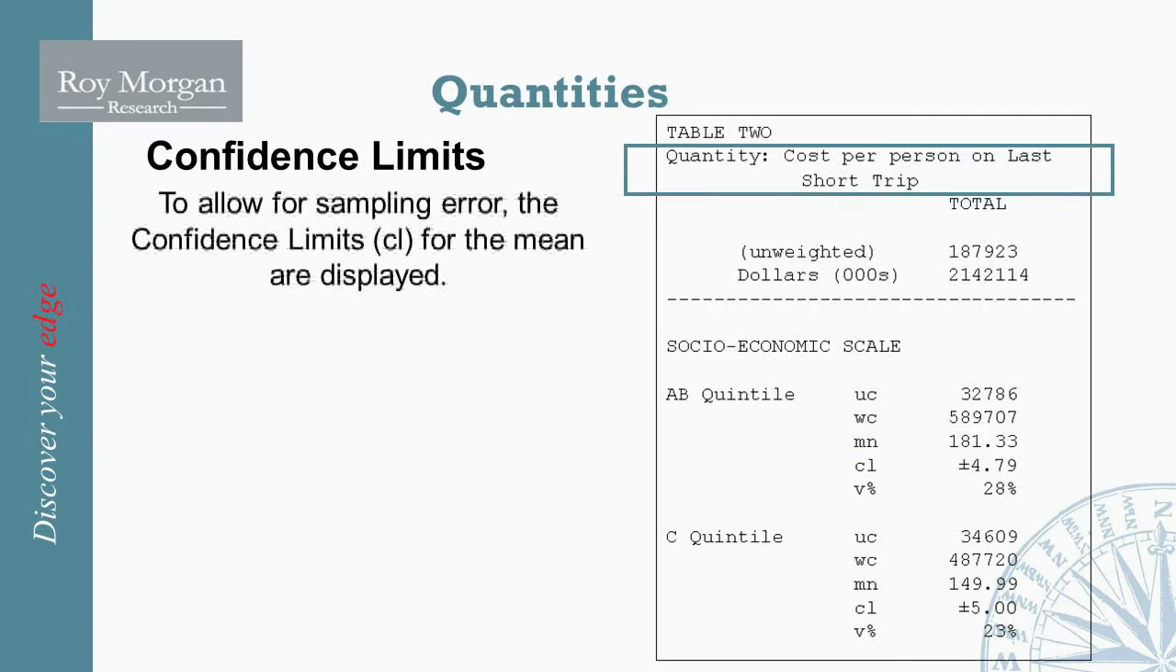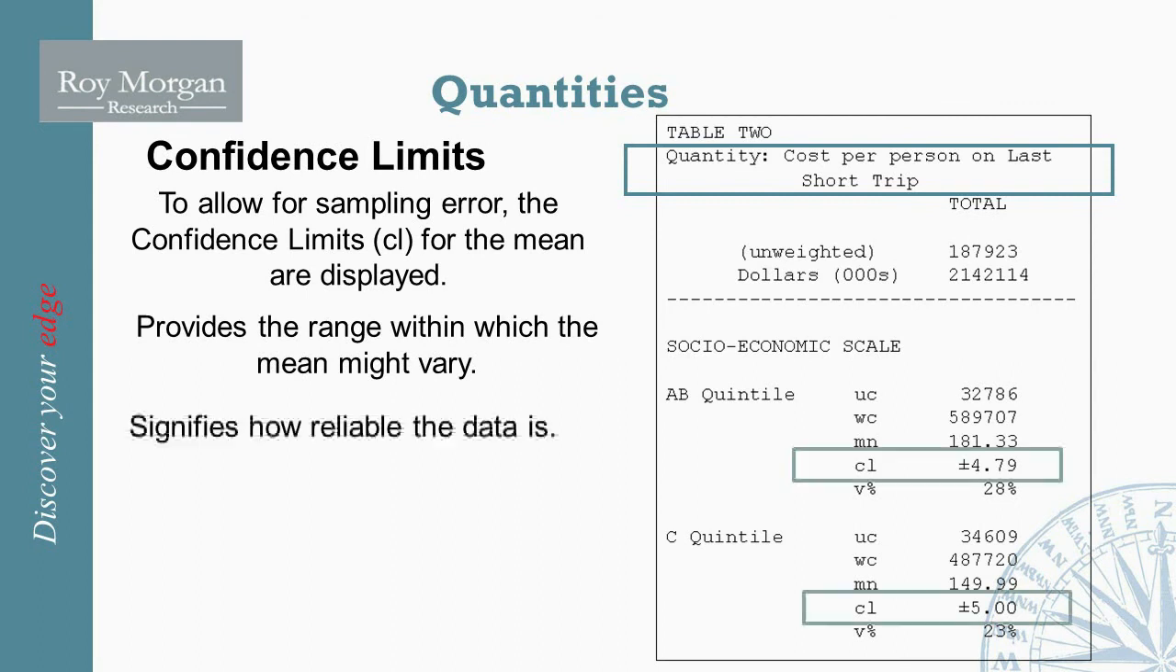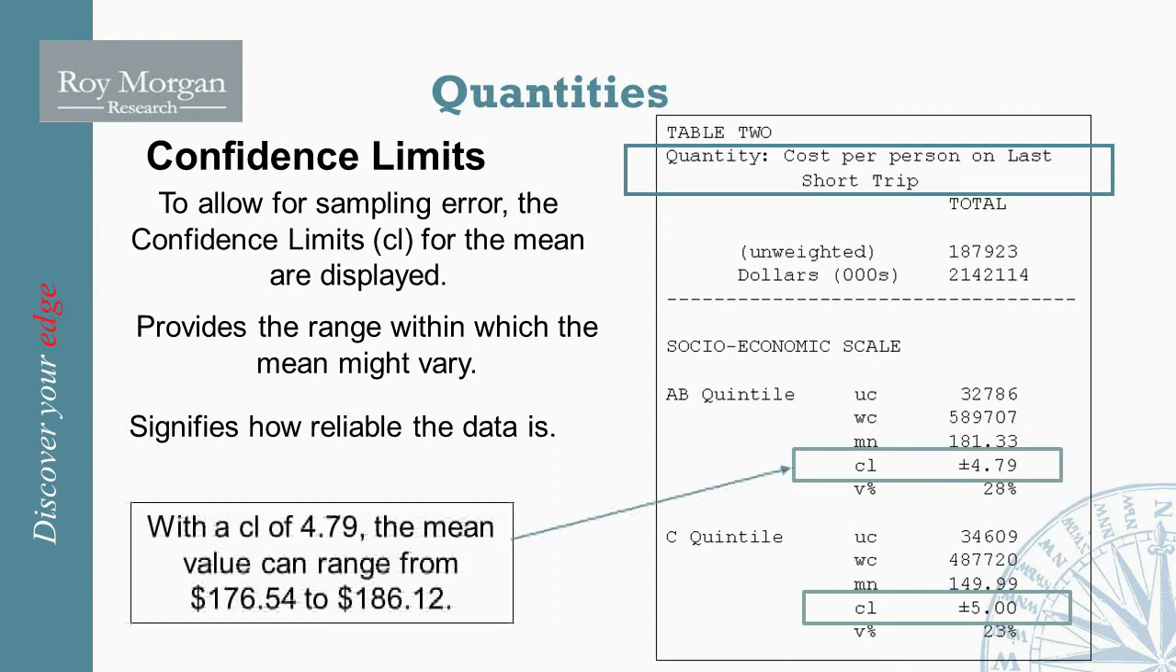Now looking at confidence limits. To allow for sampling error, the confidence limits, the CL figure, for the mean are displayed. It provides the range within which the mean might vary, and it signifies how reliable the data is. So we can say that 95% of the time, the mean value for the AB quintile is between $176.54 up to $186.12. So it's a plus or minus of $4.79.